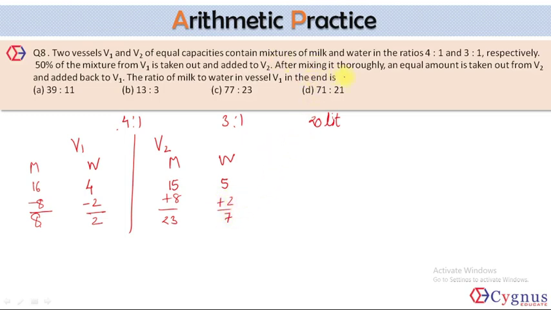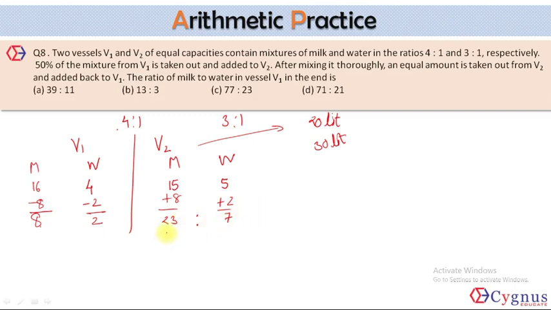After mixing it thoroughly, an equal amount is taken from V2. Equal amount, that means I need to take 10 liters out of this. This vessel was already having 20 liters and you mix 10 more. So it contains 30 liters now. Now what do you do? We'll take out 50%, no, 10 liters out of this. So those 10 liters will have some milk and water. What's the ratio here? Milk and water are in the ratio of 23:7.